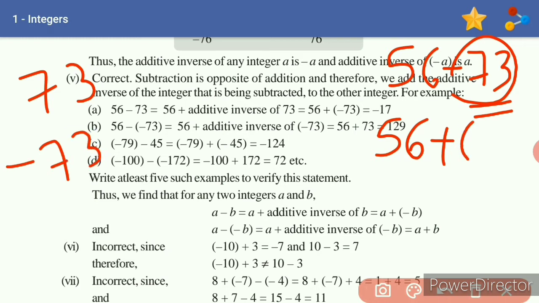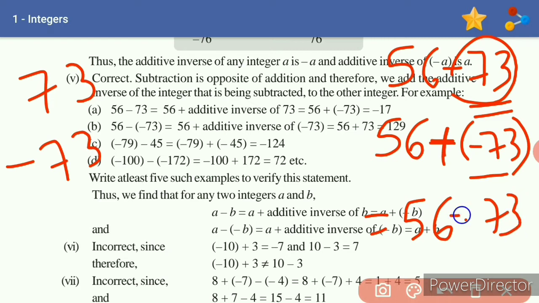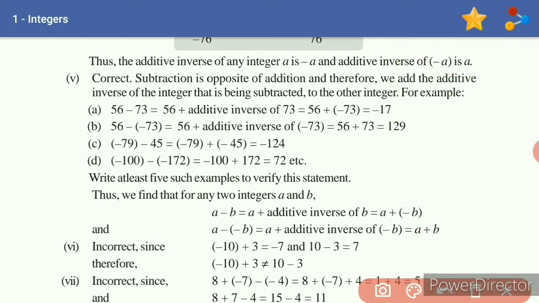Okay, so if we add this number instead of subtracting, we add the additive inverse of the number. Is it correct? Yes, because 56 plus minus is one and the same thing, so this statement is correct. Instead of subtracting, if we add the additive inverse of the number, then we get the same answer. Here, minus 17, so this statement is correct.